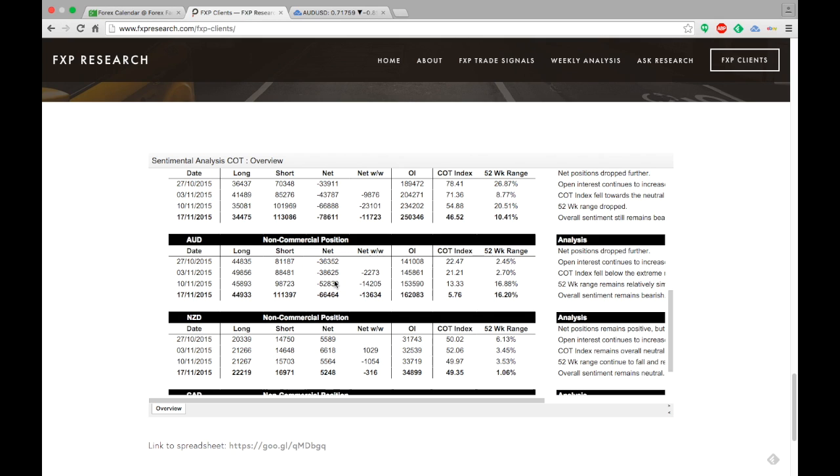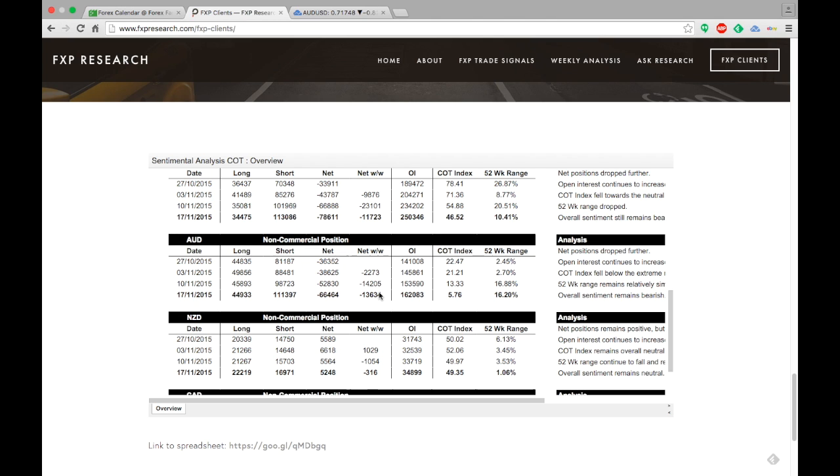Generally, if you have a net negative figure, it simply means that most of the positions are on the short side. The net week on week is basically the change from the previous week to this week. You can see that the previous week was negative 14,000, and this week was about negative 13,000. What it means is that the negative position has been reduced.